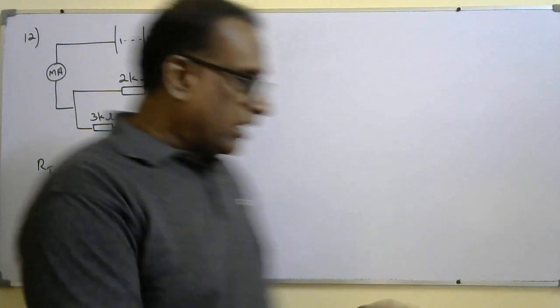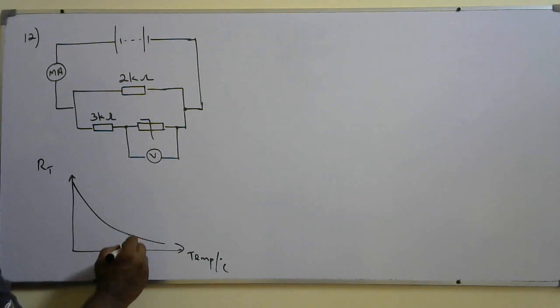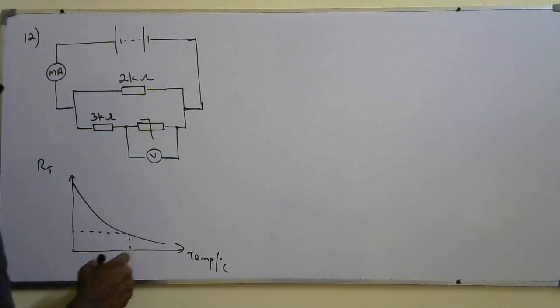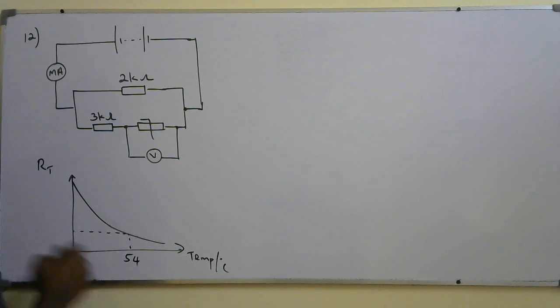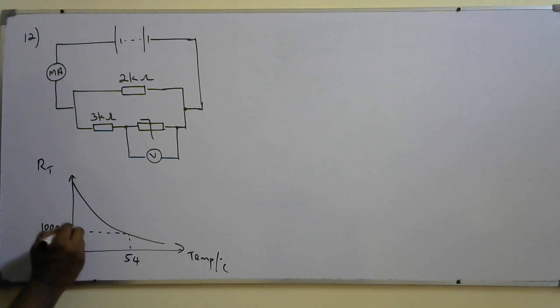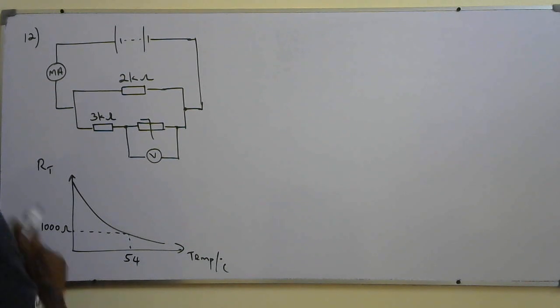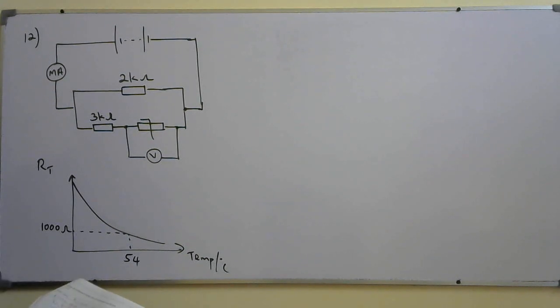So from your graph, at 54 degrees Celsius, read the graph and find the resistance. You will get the resistance as 1000 ohms. I got 1000 ohms from the graph. So at 54 degrees Celsius, the resistance is 1000 ohms. That is 1 kilo ohm, right?